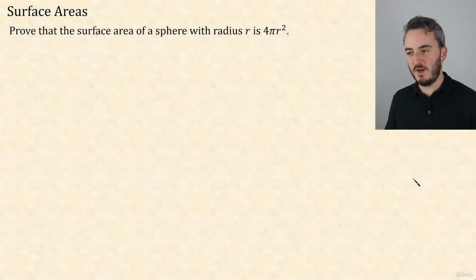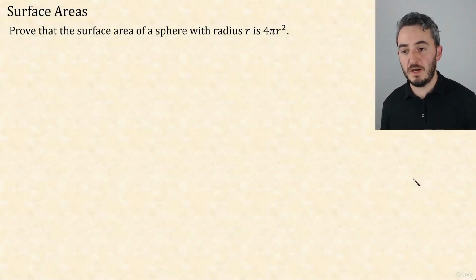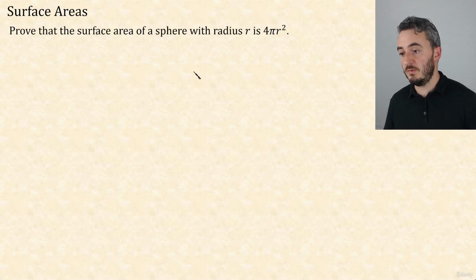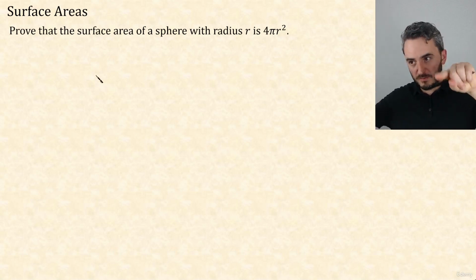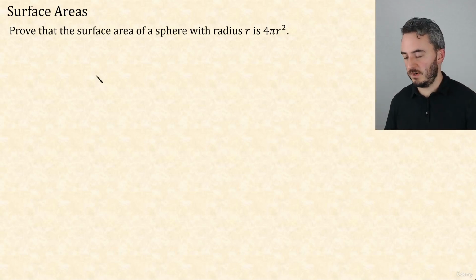In this video, just for fun, we're going to prove that the surface area of a sphere with radius r is 4 pi r squared. We're going to do it using what we've learned about surface areas of revolution. So we need to start with a function, and which function is the one which carves out a sphere when you rotate around the x-axis?